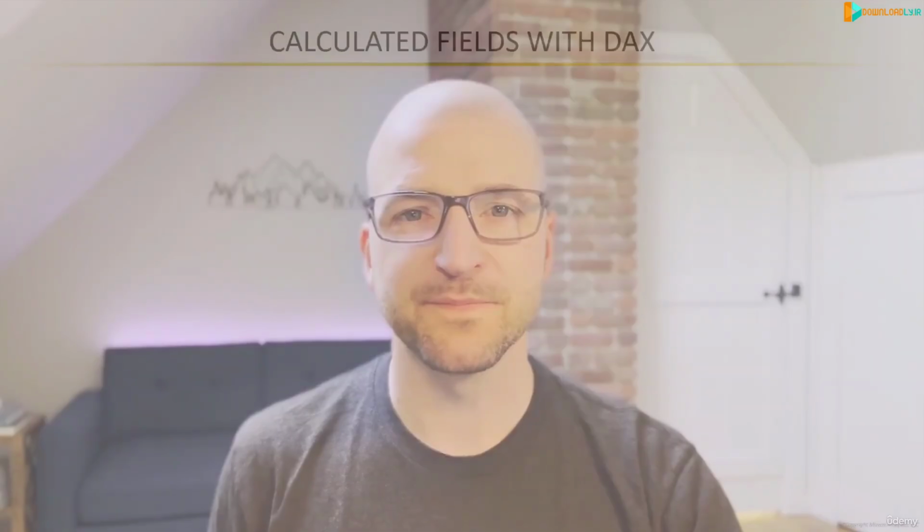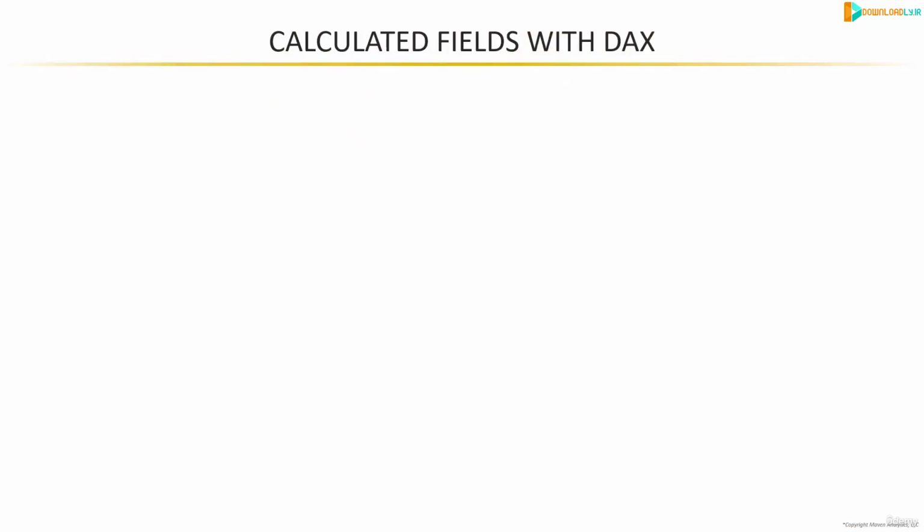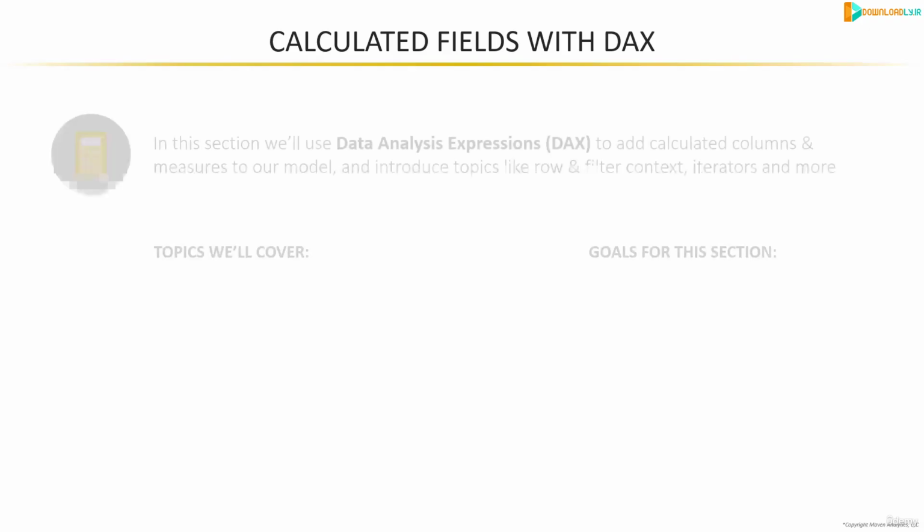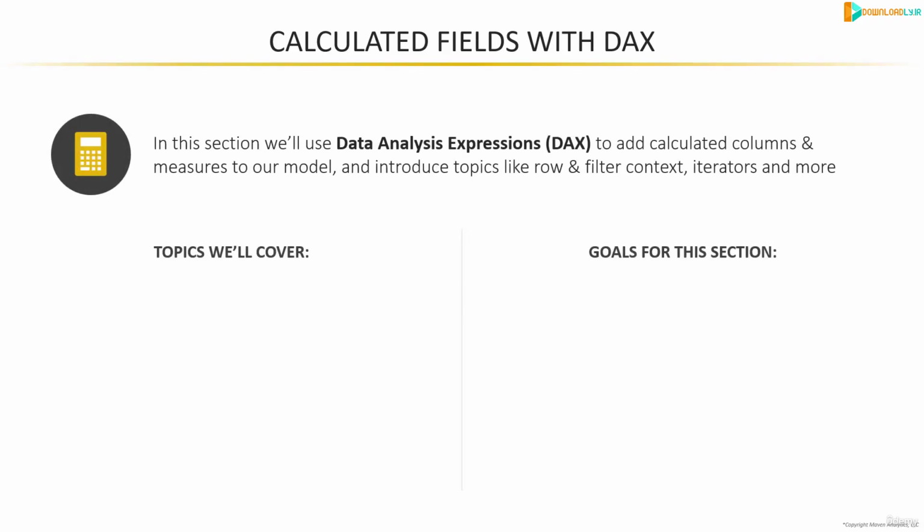Let's dig in. All right, so we're in great shape so far. We've connected to our source data, we've built out our entire data model, and now the only catch is that we're still pretty limited in terms of our metrics and quantitative values that we can use to analyze our data. So in this section, we're going to focus on using Power BI's formula language, which is called data analysis expressions, or DAX for short, to add brand new calculated columns and measures into our model.